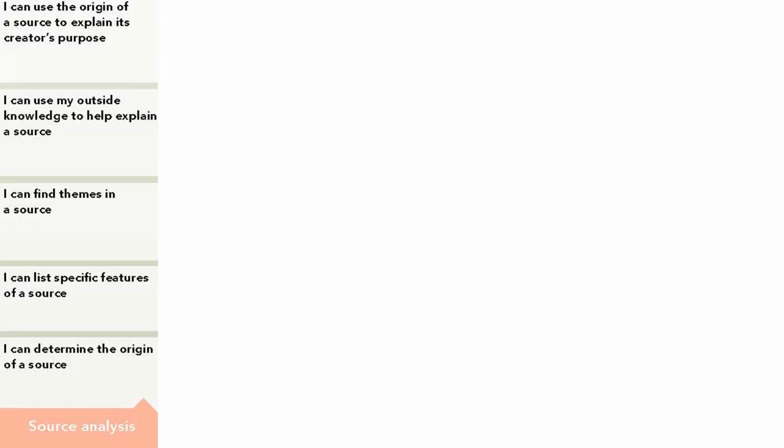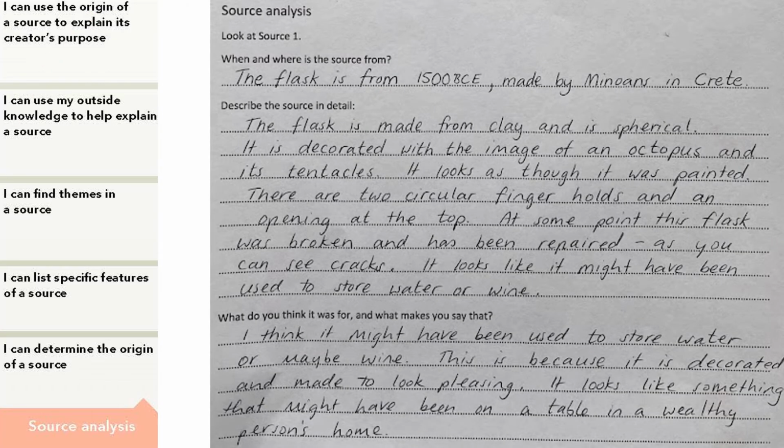Okay, so here's the first one, source analysis. So we've got determining the origin of the source, listing specific features, finding themes, using outside knowledge, and using the origin to explain the creator's purpose. So let's have a look. Now, bear in mind, any assessment that you write yourself would need to give students the opportunity to show these skills, right? If you give them an assessment piece where they have no chance of using the origin of the source to explain the creator's purpose, then they can't possibly get this level. So you need to have a task with a really high ceiling or that's open-ended so that they're able to achieve those high levels. So here's the piece of student work.